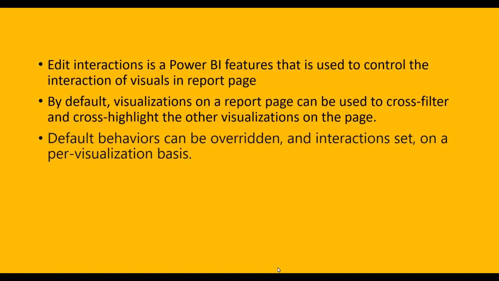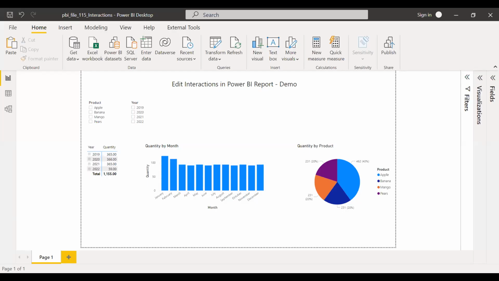So with the help of an example, I'll try to demonstrate how this works and see how we can disassociate some visuals from the slicer. Let's move to Power BI. So here is the PBIX file, which I'll be using for this demo. As you can see, I have a basic report here with two slicers and three visuals. I have a matrix, a column chart, and then a pie chart.